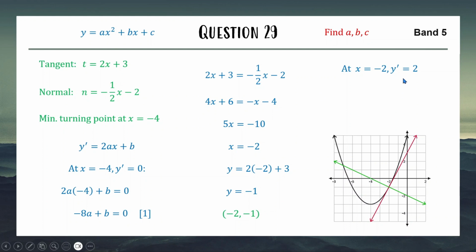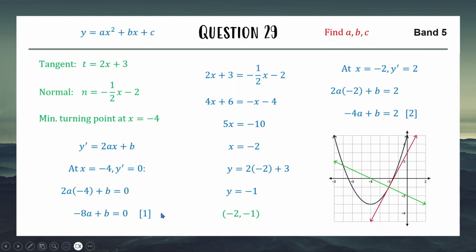and I can set the derivative equal to the tangent gradient, which is 2. And so as you're probably noticing, this is a pretty hectic question and we're just over halfway. So putting that information in, I get 2a times -2, putting my x value in here and setting my derivative equal to 2, gets me -4a plus b is equal to 2, and we have our second equation.